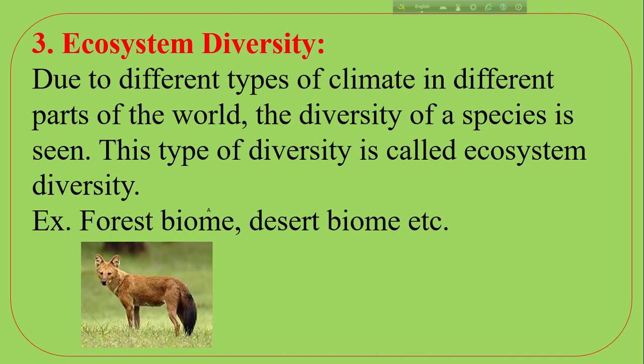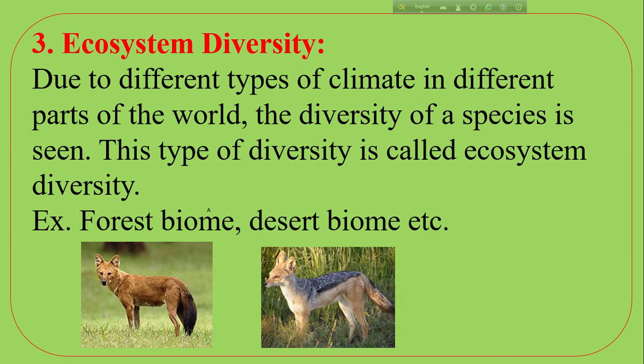There is a picture of a fox. It is also a fox. This is also a fox. The first one is the fox of the Indian subcontinent, also available in Bangladesh. The second one is available in Africa, and the third one is available in Europe. They are all foxes, but their characteristics, outer looking, habitat are different. Why? On the basis of ecosystem. This type of diversity is called ecosystem diversity.